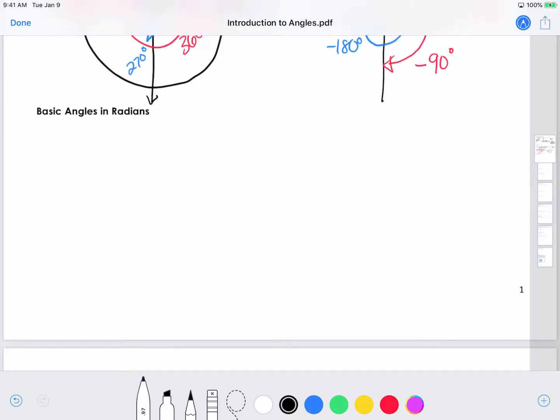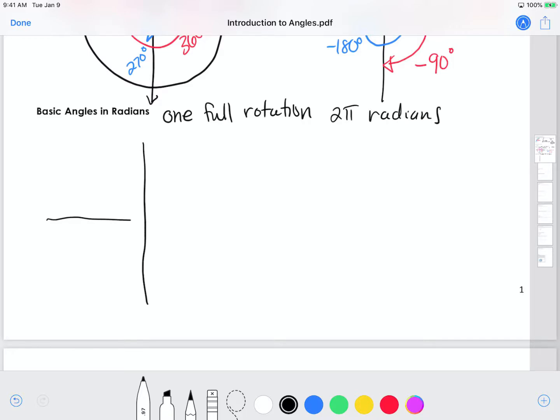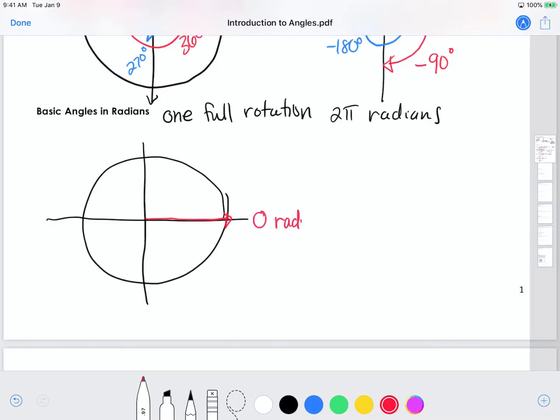Now, to discuss the basic angles in radians, one full rotation is 2 pi radians. So if I look at the circle, if I start my initial side on the positive x-axis and I don't swing open at all, so that my initial side and my terminal side are lying on top of each other, that would be 0 radians.